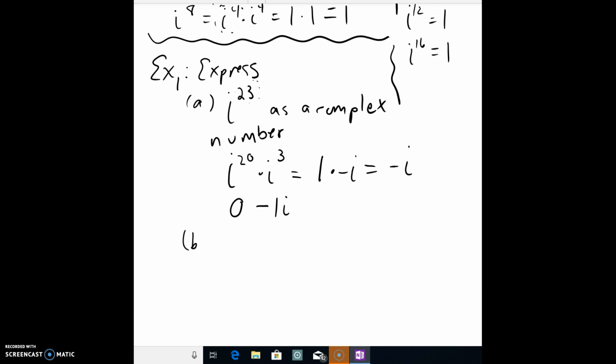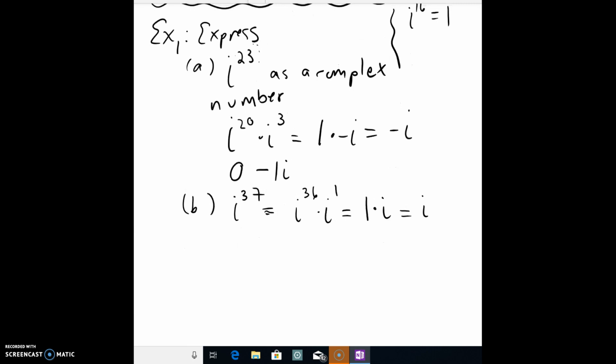Let's try one more. Let's express i to the 37th as a complex number as well. Well, i to the 37th, when we reduce this, we're going to look for the biggest multiple of 4 that's less than 37. So I can reduce this to i to the 36 times i to the 1st. That's equivalent to saying 1 times i, and that's the same thing as saying just 1i. As a complex number, we would call this 0 plus 1i.